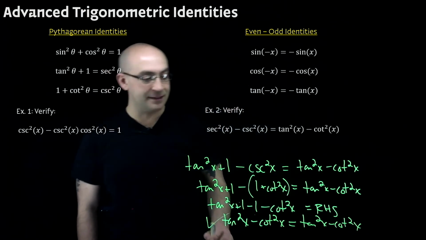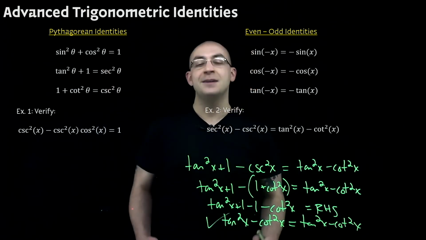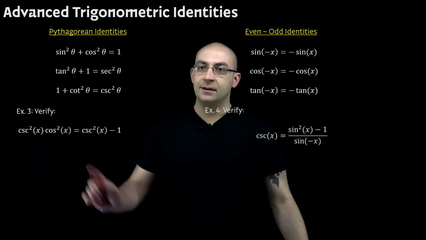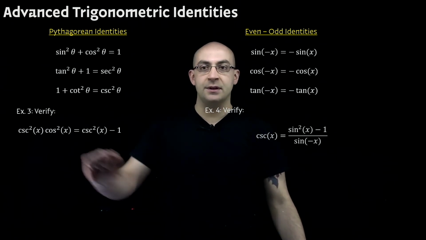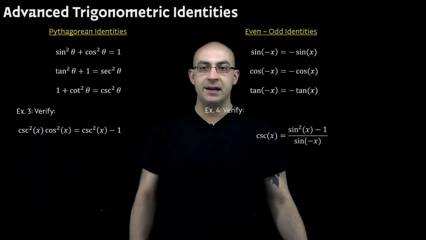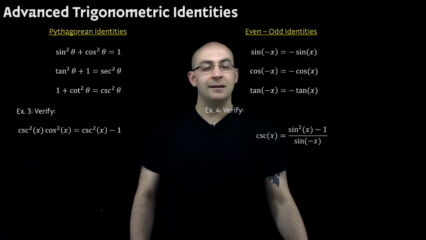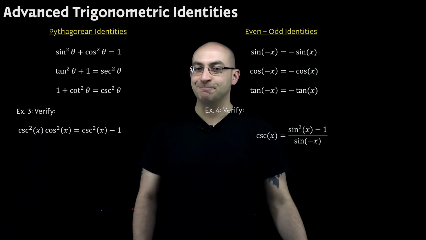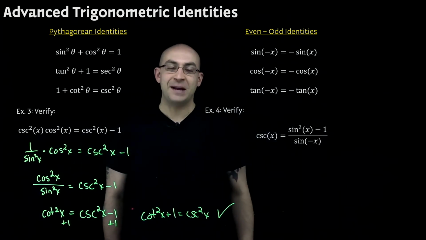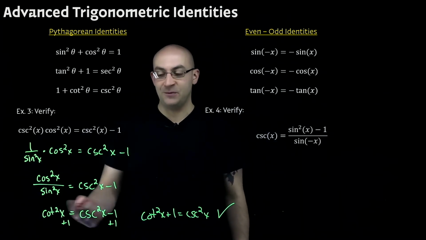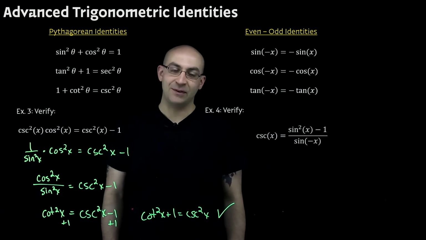Check mark, we're done. We have verified the identity. Moving forward. Number 3. Cosecant squared of x times cosine squared of x is going to equal cosecant squared of x minus 1. Go ahead and pause me and see if you can do this one on your own. I'll be right back. Okay, you're back. So obviously, if you got to this level, you're looking good because you verified the identity correctly.